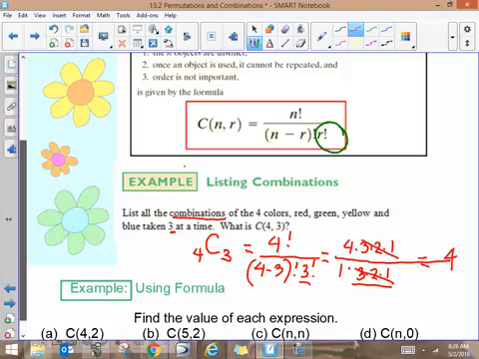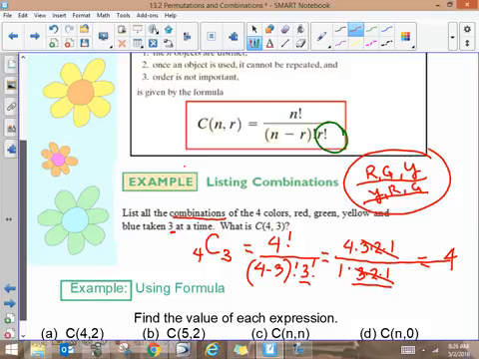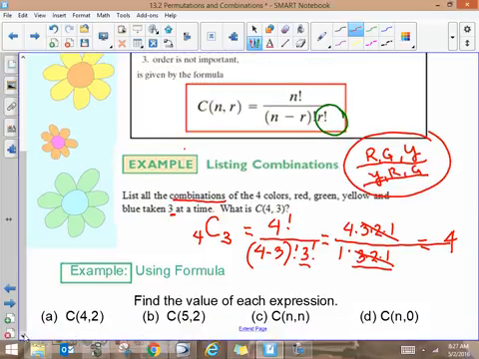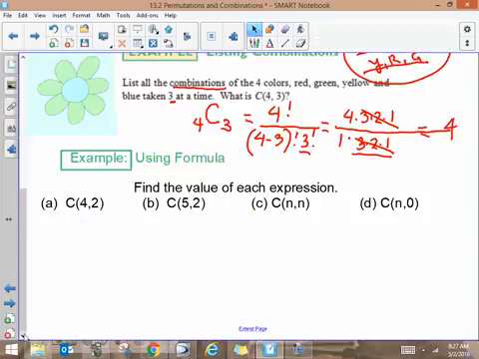combinations. Okay? It doesn't matter if I just pick red, green, and yellow. That is the same group as yellow, red, and green. We're not counting that. See, a permutation, we count that as 2 different groups. A combination does not, because it's the same 3 things. Okay, that's the difference. All right, go ahead and find those 4 examples. Kind of switch it up. Use your formula. Use it by hand.